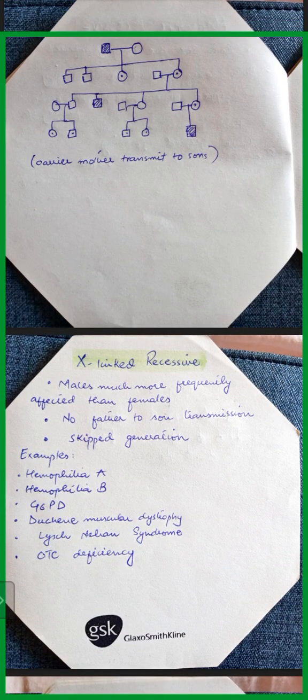Here, males are much more frequently affected than females. There is no father to son transmission and there is skipped generation. Examples are hemophilia A, hemophilia B, G6PD, Duchenne muscular dystrophy, Lesch-Nyhan syndrome, and OTC deficiency.